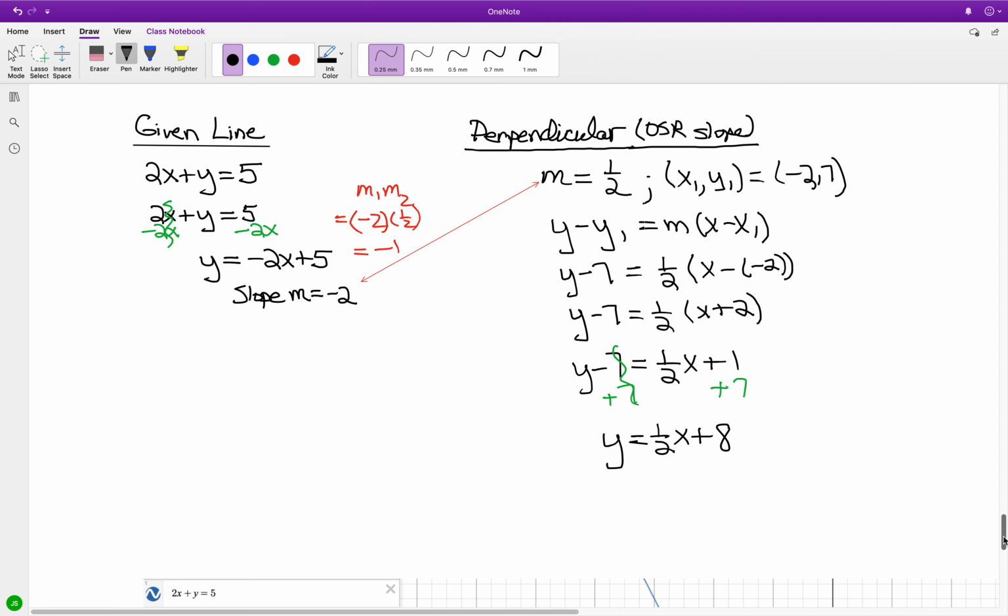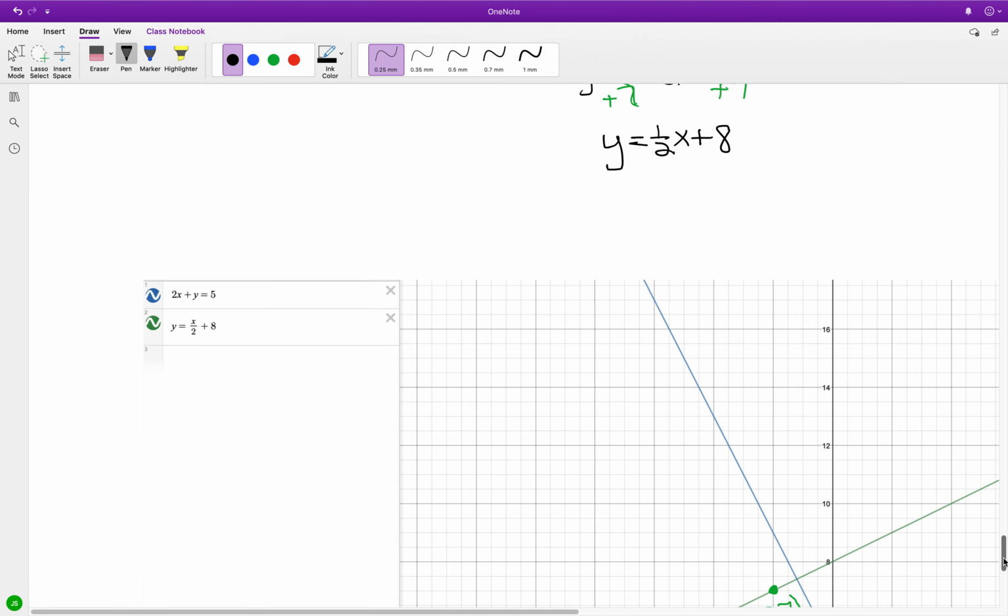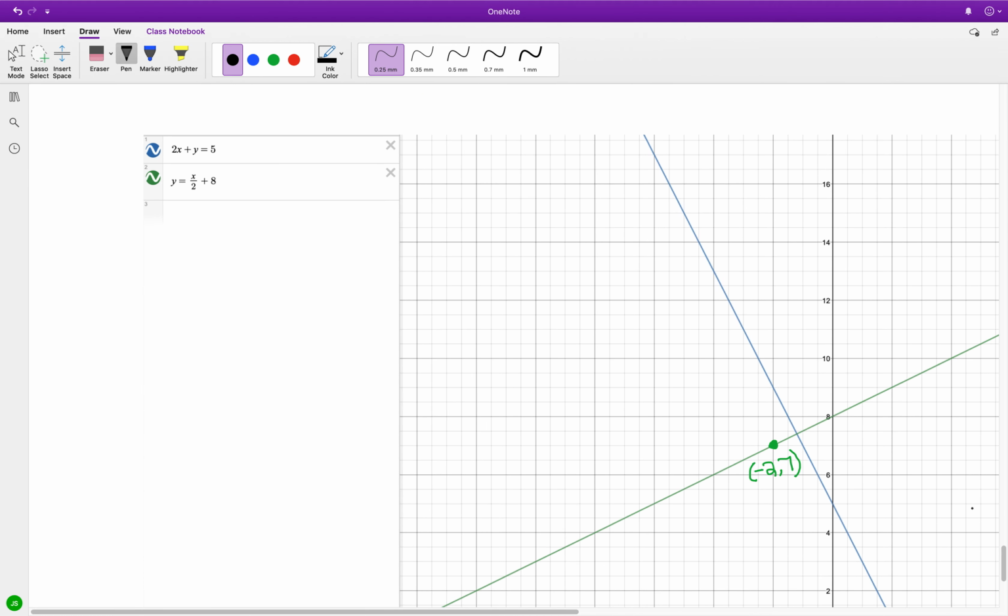And just as an illustration for the lines that run perpendicular, we have the graph of 2x plus y is equal to 5, and that line is going to be sloping downward. But for y is equal to 1/2 of x plus 8, the graph is sloping upward, and the lines are going to intersect at a 90-degree angle. And again, the perpendicular line runs through the point (-2, 7).